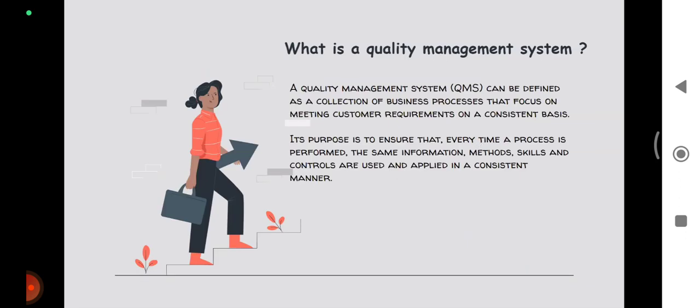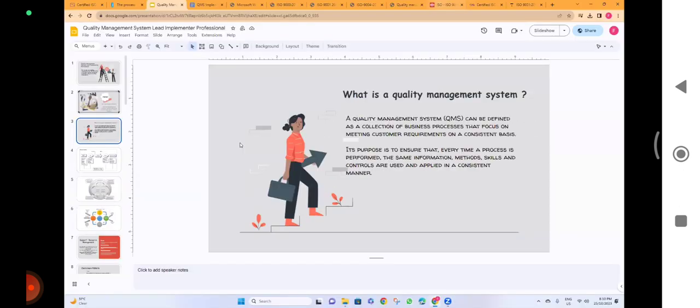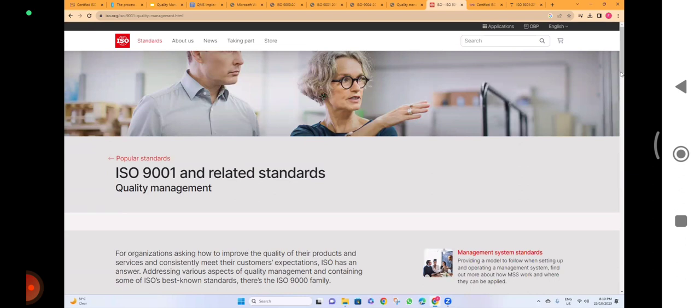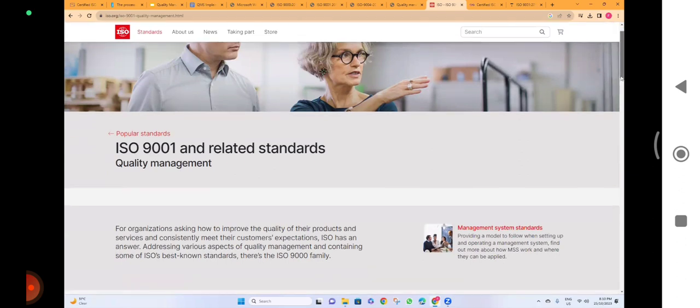Before we go anywhere, I want to do two things. I want to explain to you the concept of a quality management system. I'm going to explain the intended outcomes of ISO 9001, and also what you have to do as a lead implementer. So in order to do this, let us go back to the ISO website, to the landing page of ISO 9001. Here, I want you to really understand the purpose of ISO 9001, what it is used for, and how it can help you as an organization.